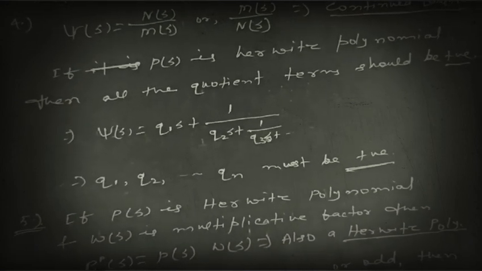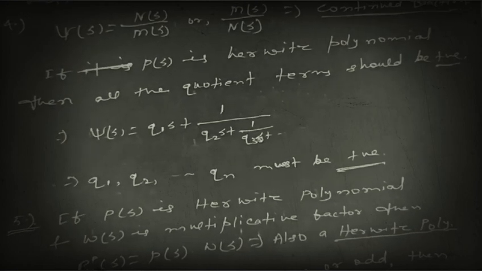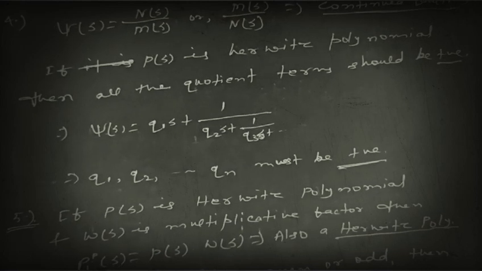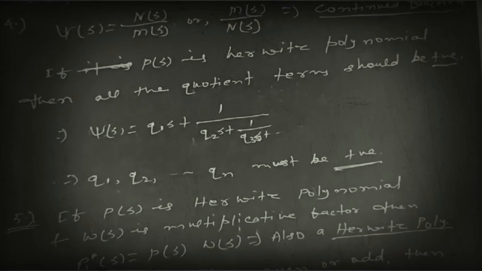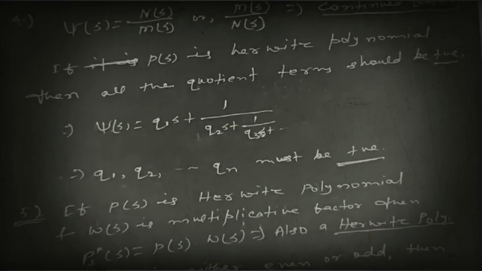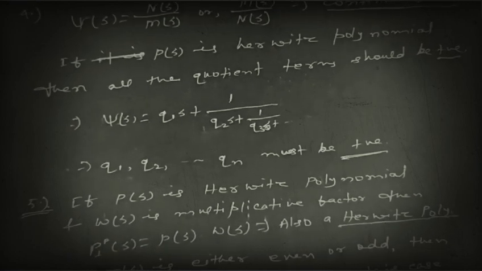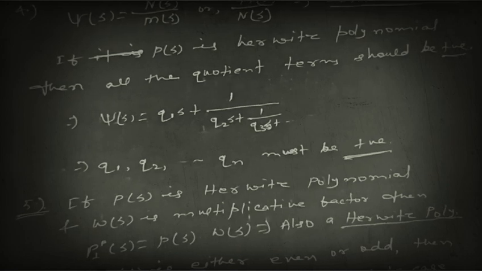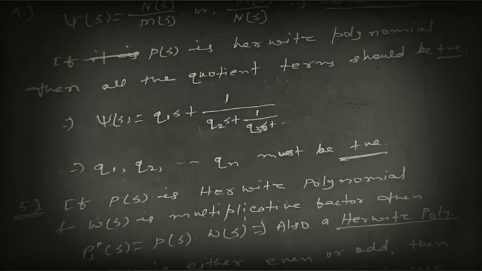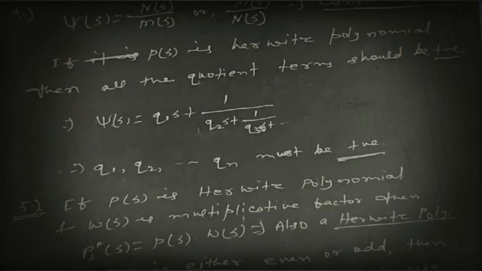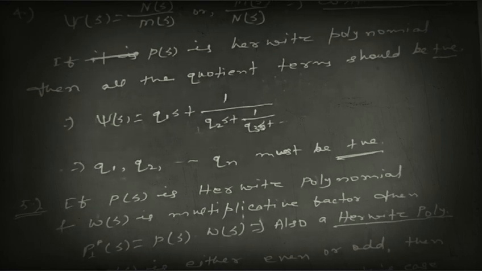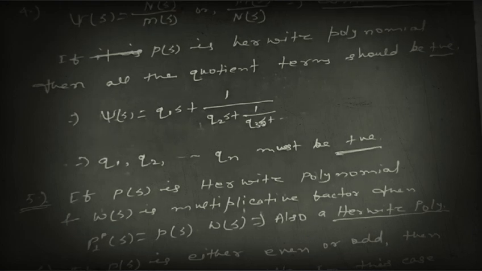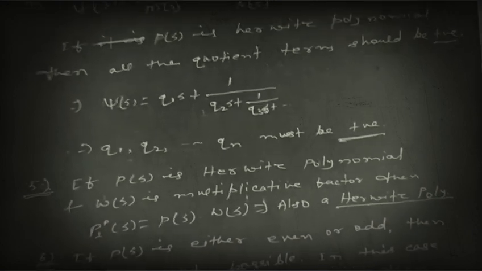So what is the property of a Hurwitz polynomial? If the polynomial is Hurwitz, then all the quotient terms must be non-zero. That means all the quotient terms must be positive here. So here we see that ψ(s) can be written as q1 s plus 1 by q2 s plus 1 by q3 s and so on. That means all the terms, q1, q2 up to qn, must be positive. We will discuss this in the numerical questions.